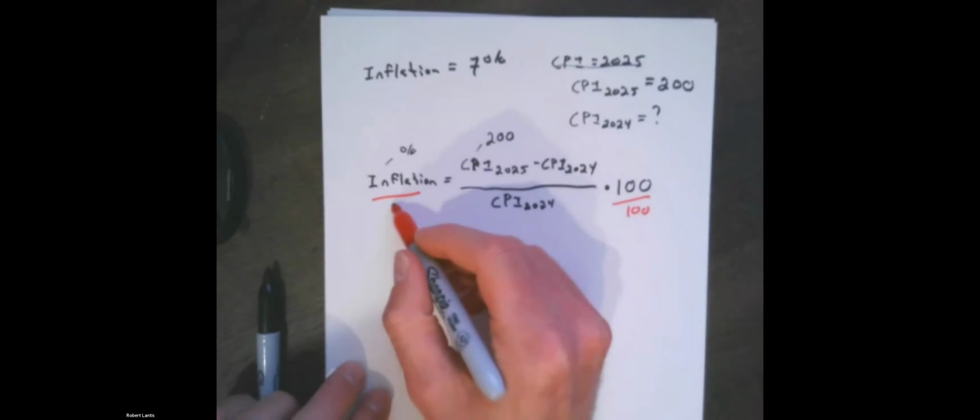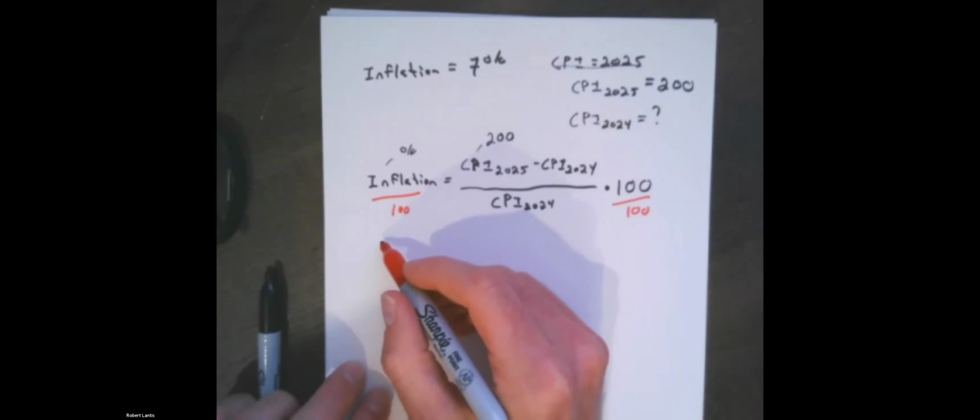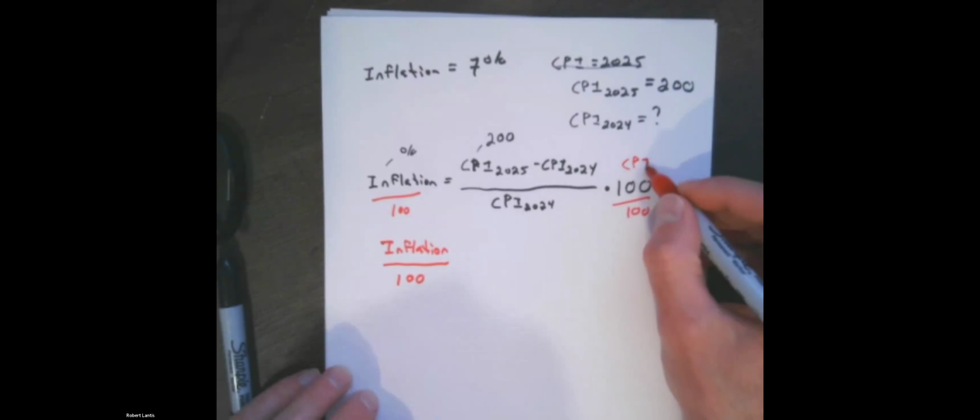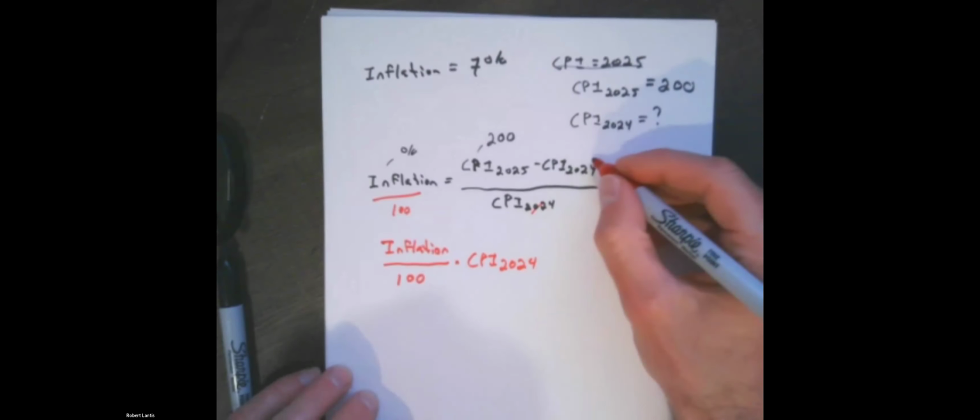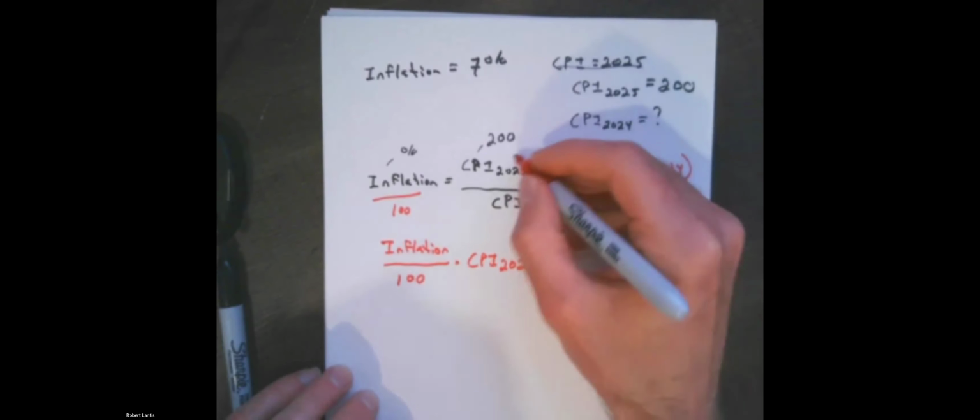So the first thing I'm going to do is divide both of these sides by 100, right? So I've got now inflation divided by 100. I'm then going to multiply both sides by that older CPI. So that's going to cancel. And I'm using numbers here for the time periods. If it helps, you can think about this as old, and this is my newer time period. Okay.